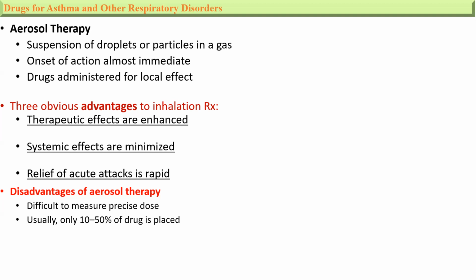And the relief of acute attack is very quick and rapid. Disadvantages of aerosol therapy: it is difficult to measure the precise dose, usually about 10%, with a max of 50% of the drug reaching the lungs. Instructions may be complicated for some patients. Side effects occur if patients swallow the drug or do not rinse out after inhalation.